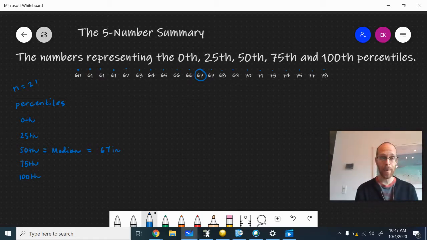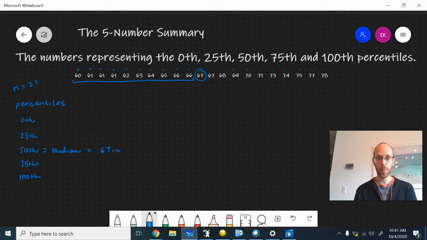Now, when I did that, it broke the data set into 2 groups. 1, 2. The first group has 10 values in it, and the 25th percentile would be the middle of that group. Now we have a name for that. We call it a quartile. Specifically, this would be quartile 1.